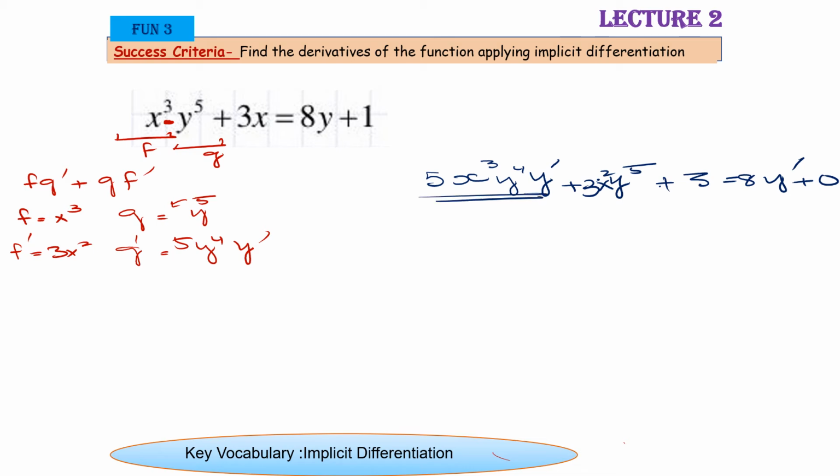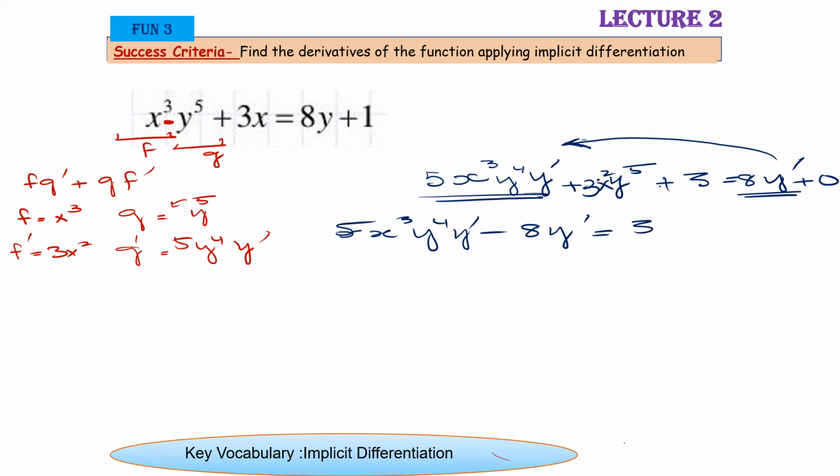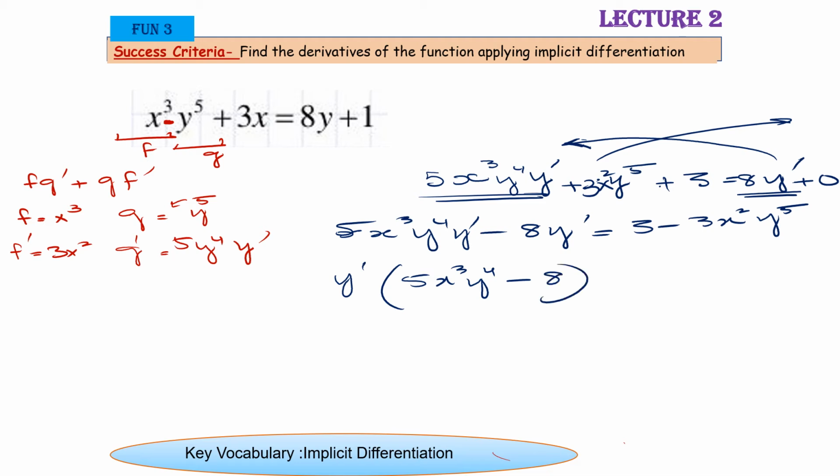Now keep all the y primes on the left hand side, and if there is no y prime on the left hand side, bring it from the right hand side. So you will have 5x cubed y to the power 4 y prime minus 8y prime equals all the other terms on the right hand side. So 3 is already there, and bring the other term, 3x squared y to the power 5, to the other side. Take the y prime common, we will get 5x cubed y to the power 4 minus 8 equals the rest of the terms, write it down as it is.